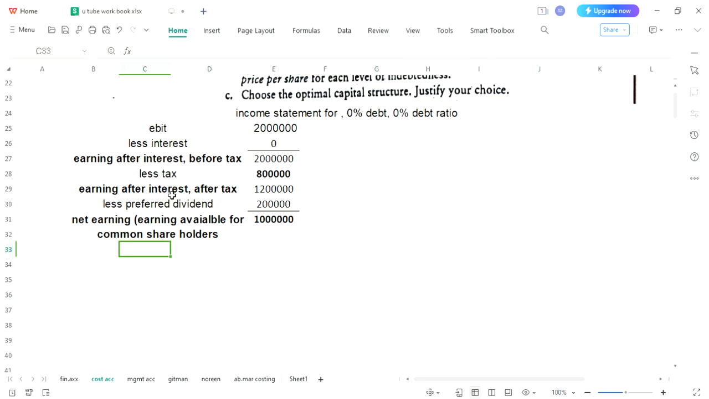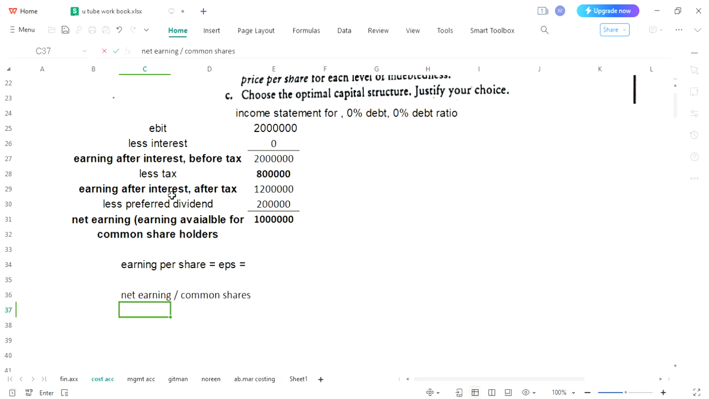At here you will calculate your earning per share. It is also called EPS. And how do you calculate? You will take your net earning, and these would be divided by common shares. Now net earning calculated is 1 million, and that is supposed to be divided by common shares.